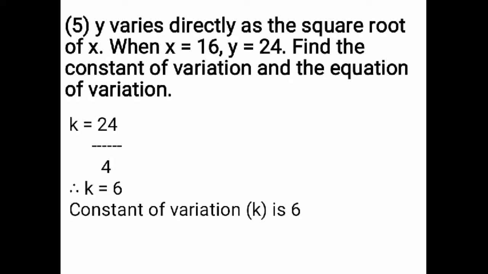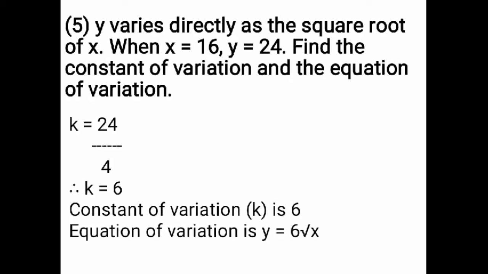Now you have to write equation of variation form. Equation of variation is y is equal to 6 square root of x. When you are writing the equation of variation, the k value, what answer you got here, only you have to write that number. You don't have to substitute y and x value. Only you have to substitute the value of k, which is the constant of variation, when you are writing equation of variation.